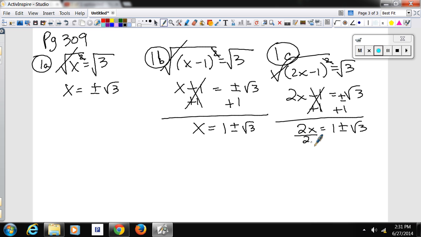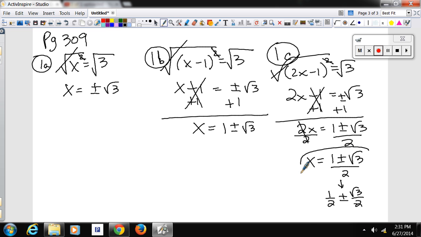Then we're going to divide both sides by 2. And you're just going to leave the 2 there. You're going to leave it as 1 plus or minus radical 3 over 2. Now, if you would rather, you could break that down into 1/2 plus or minus radical 3 over 2, because you have a common denominator of the 2. But I think this answer would be a better answer right there. So that's how you do 1.